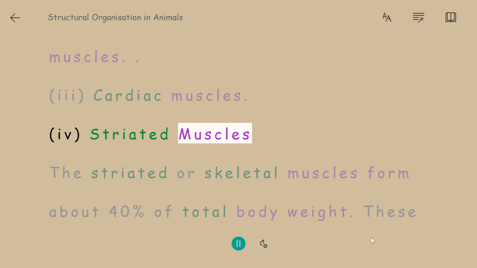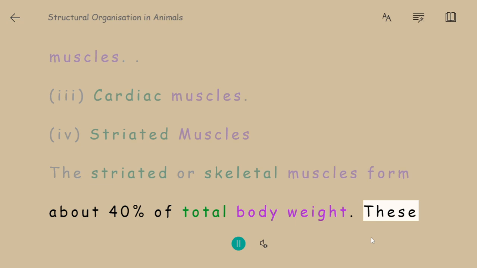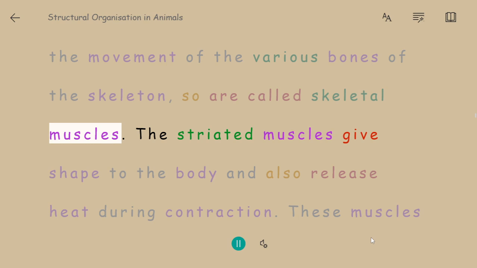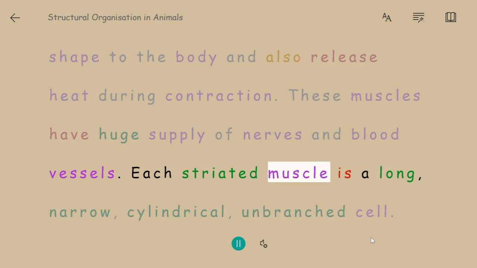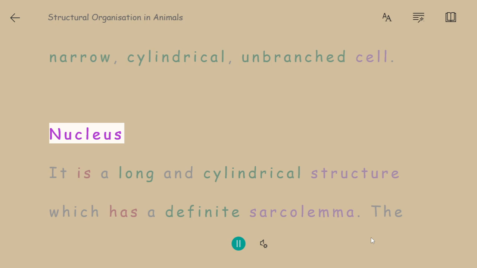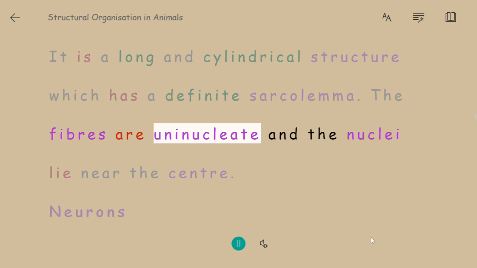The striated or skeletal muscles form about 40% of total body weight. These muscles are attached to and bring about the movement of the various bones of the skeleton, so are called skeletal muscles. The striated muscles give shape to the body and also release heat during contraction. These muscles have a huge supply of nerves and blood vessels. Each striated muscle is a long, narrow, cylindrical, unbranched cell. Nucleus. It is a long and cylindrical structure which has a definite sarcolemma. The fibers are uninucleate and the nuclei lie near the center.